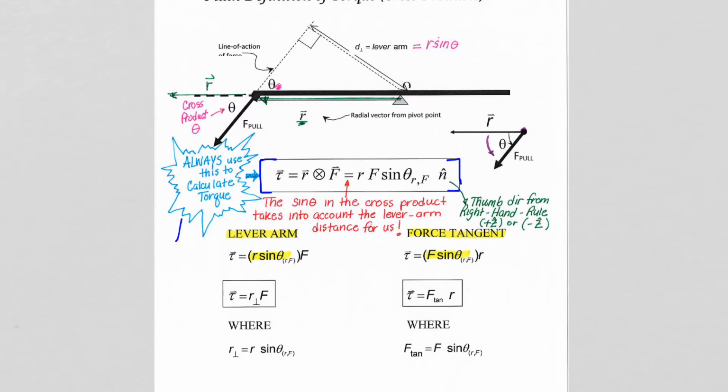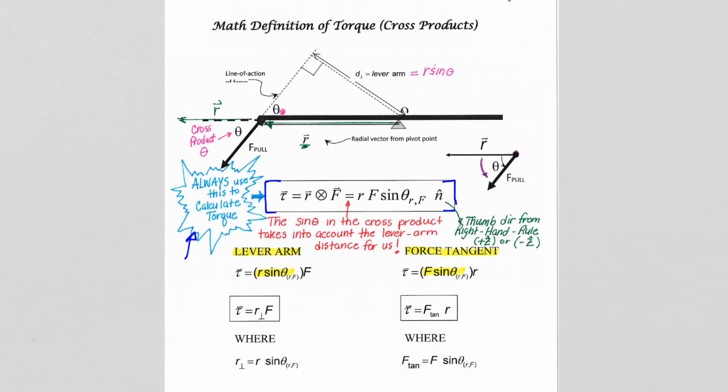Please, please, please put this down in your notes. What are you going to do? You use R cross F to calculate torque. You go back to becoming a cross product machine. Yes, we start every torque rotation problem by identifying the pivot point.